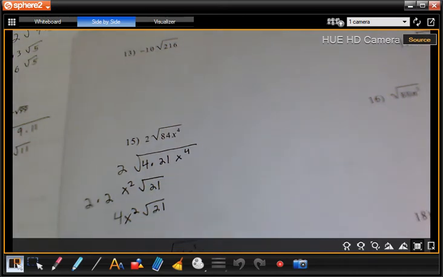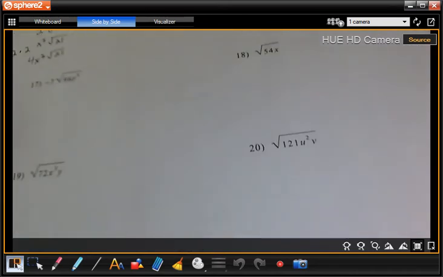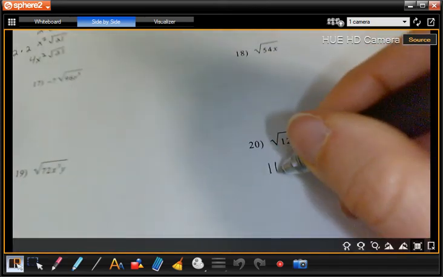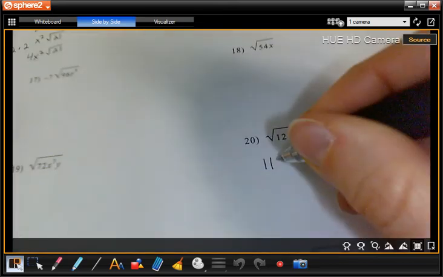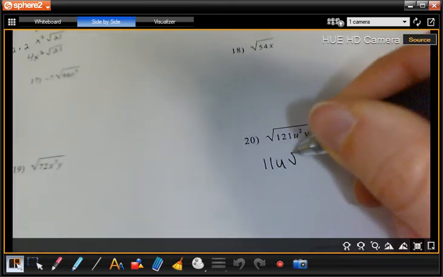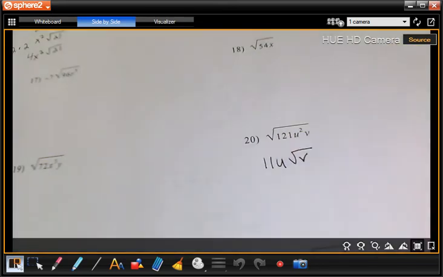Okay, let's look at 20. What's the square root of 121? 11. Okay. It says u squared. So what's the square root of u squared? How many pairs do we have? 1. So we can take 1 out. But then we've got a v. But it's not squared, so it still has to stay under the square root sign because we don't have a pair. No single socks allowed to take out.